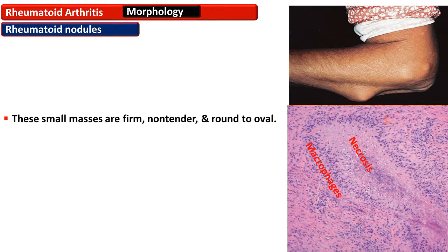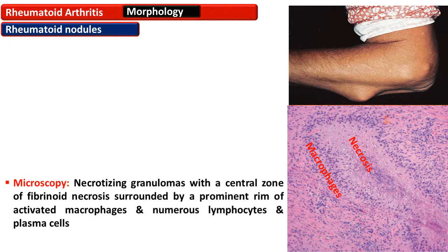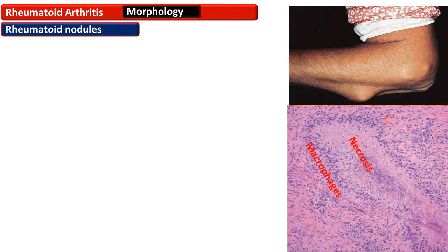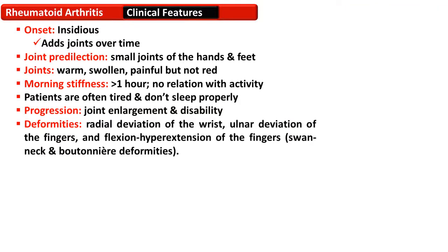Macroscopically, they are firm masses which are non-tender and round to oval, while microscopically they are necrotizing granulomas with a central zone of fibrinoid necrosis, surrounded by a prominent rim of activated macrophages with lymphoplasmacytic infiltrate. The morning stiffness lasts more than 1 hour and has no relation with activity, as osteoarthritis pain is related with the activity, but here there is no relation with the activity.